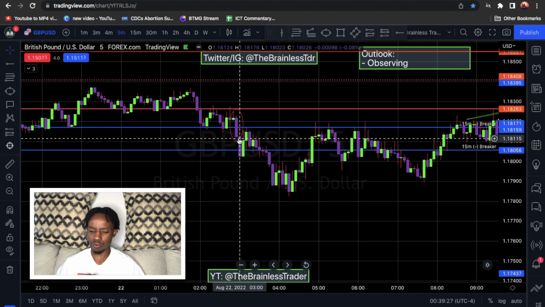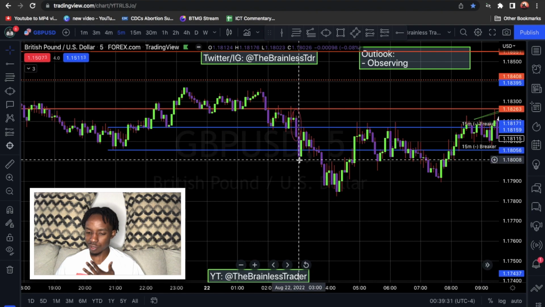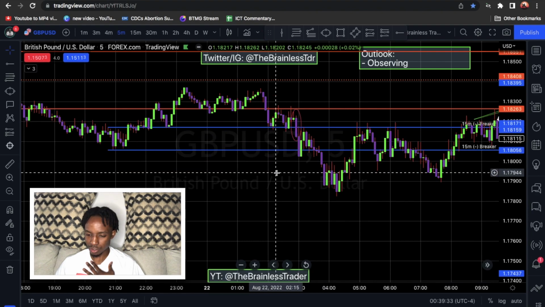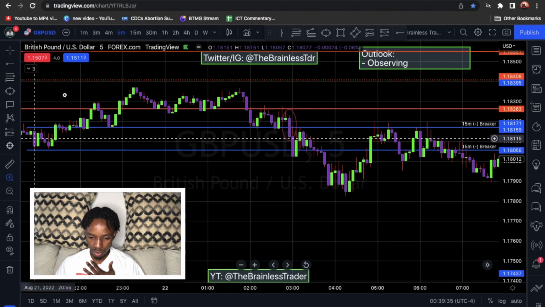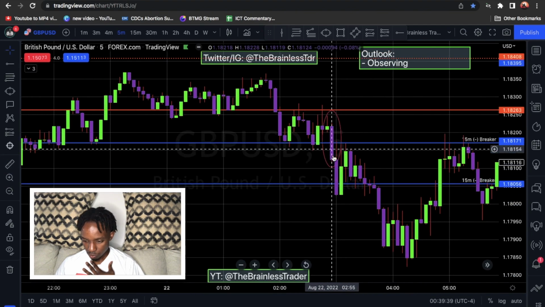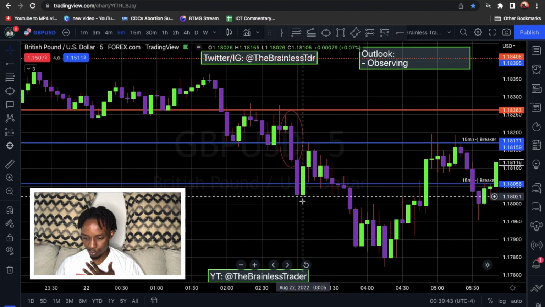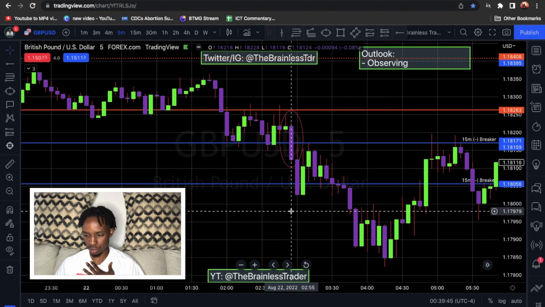Now, this is where you got to be careful, because this fair value gap doesn't trade fully past this breaker zone. Although we do have price at least trading with pretty good volume, 2 consecutive bearish candles past the breaker zone.